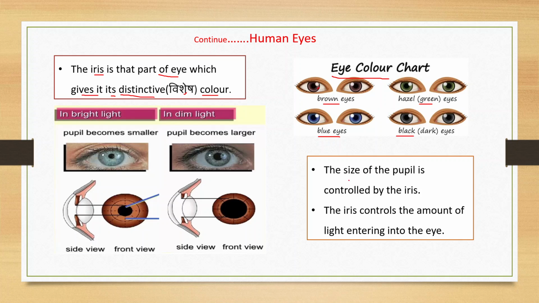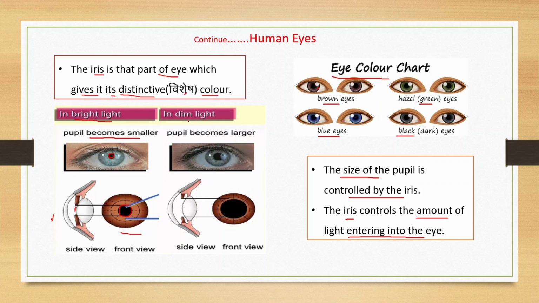Okay. The size of the pupil is controlled by the iris. The iris controls the amount of light entering into the eye. Just see this diagram. In bright light, when you go in the bright light, what happens? Pupil becomes smaller. Okay. See this. This is the pupil. This becomes smaller. If you see the side view of your eye, then this part is smaller. If you see the front view, this pupil is smaller.